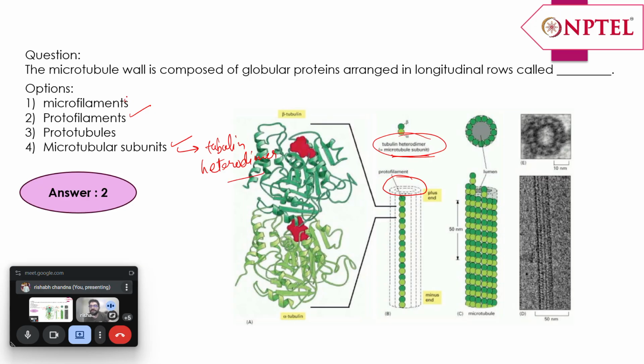Microfilaments are present in the case of actin. And this is a structure of the alpha and beta tubulin that makes the heterodimer. These are arranged in the form of protofilaments, and these protofilaments then form a microtubule. Okay, so this is how it looks. So any doubts in this question?